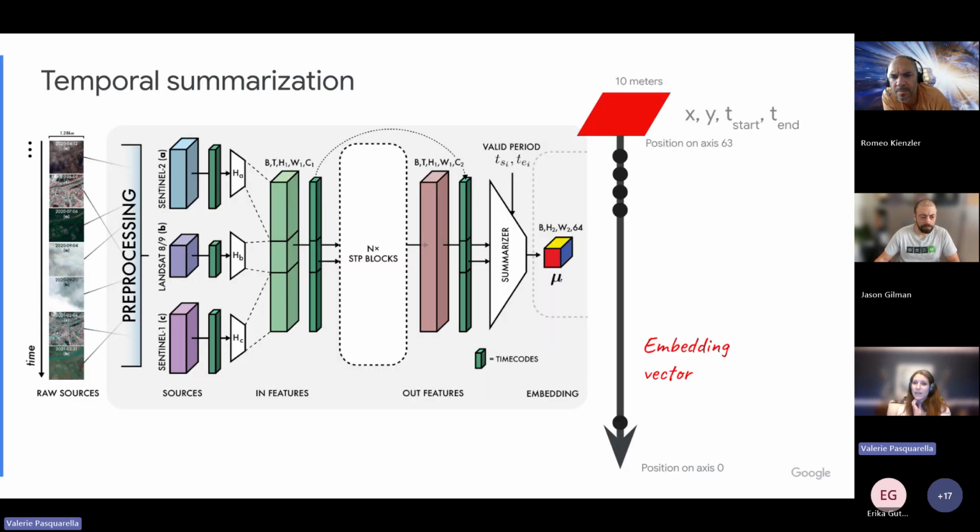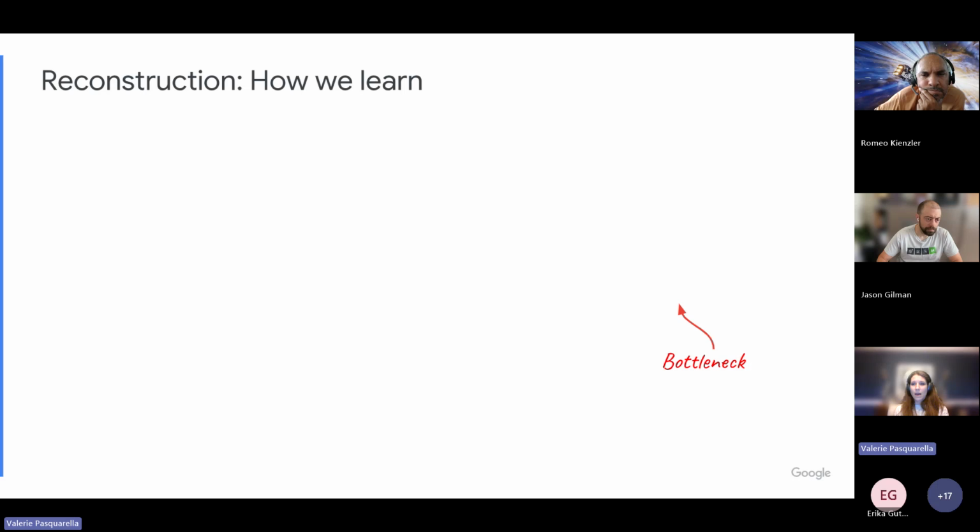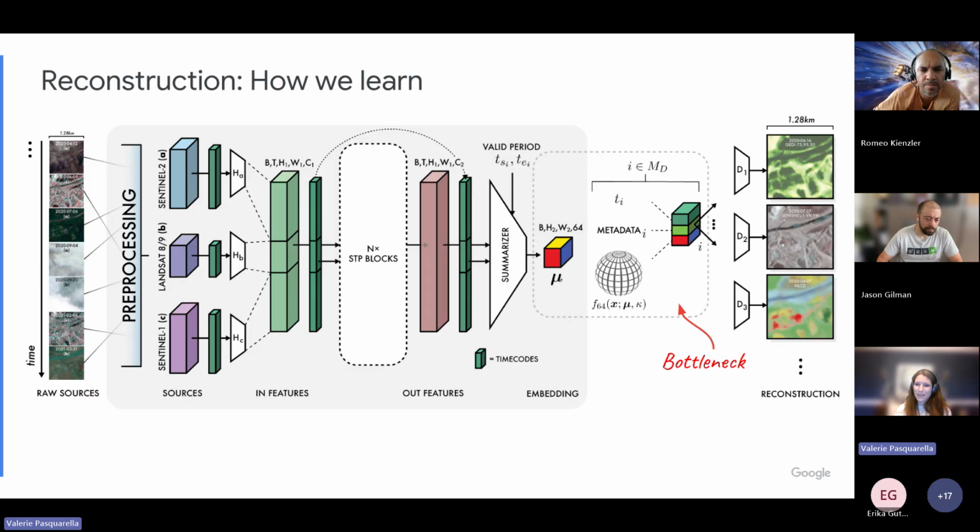The embedding vector is then able to characterize both all the relationships plus the summarization over time, so that each of our vectors is essentially representing an XY, T start, T end coordinate, and we embed to 64 dimensions. So you can think of this as a position on a 64-dimensional unit sphere. And I already showed the reconstruction path here, where we're able to recreate images from individual sensors.